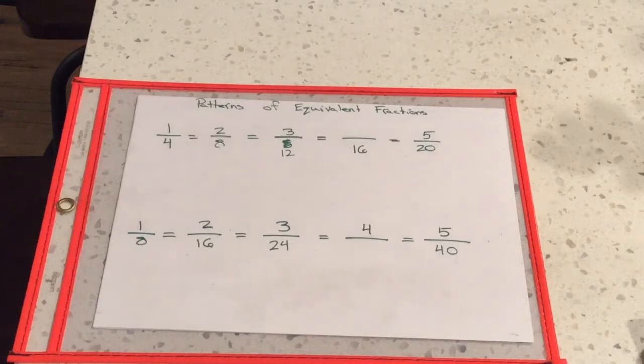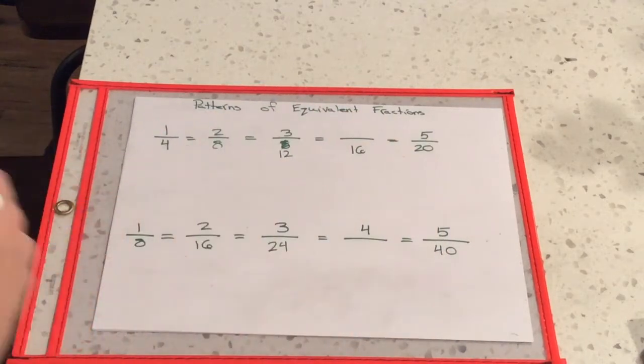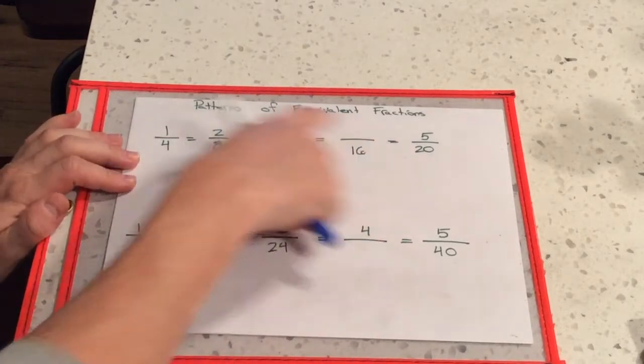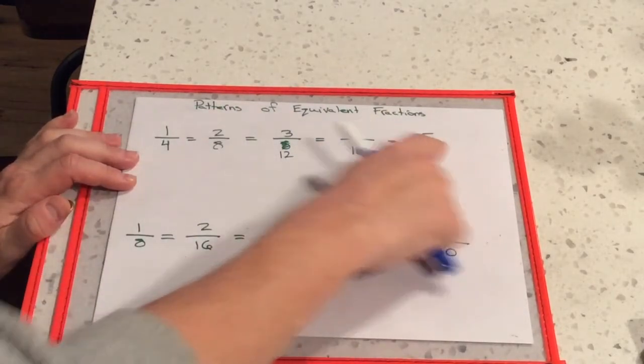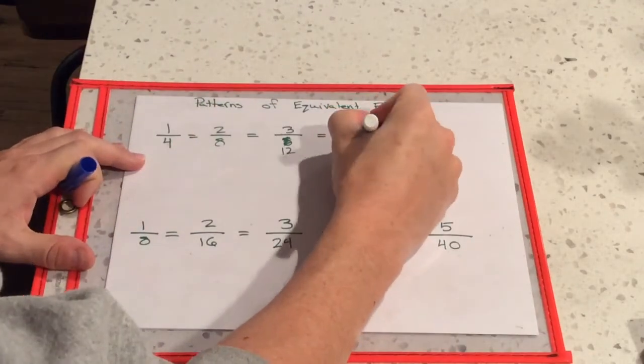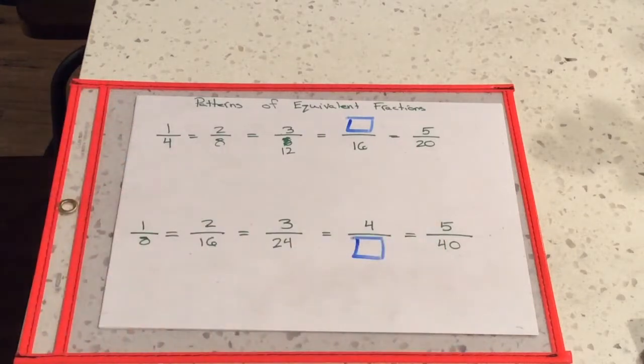When you log on to IXL today, you are going to see a set of fractions that looks very similar to this. There's going to be multiple fractions that are separated by an equal sign. There are multiple fractions that are saying that they're equal to each other. And your job is to find the missing numerator or the missing denominator.